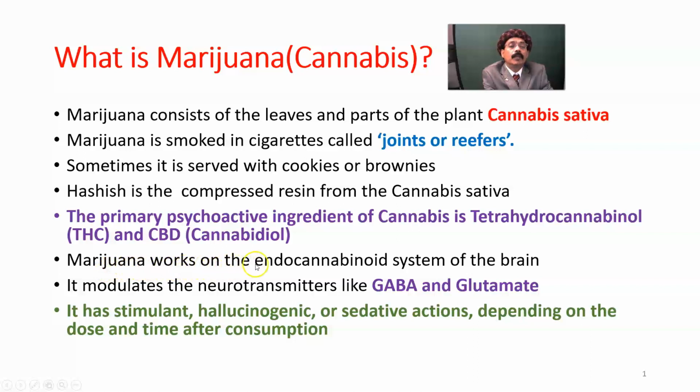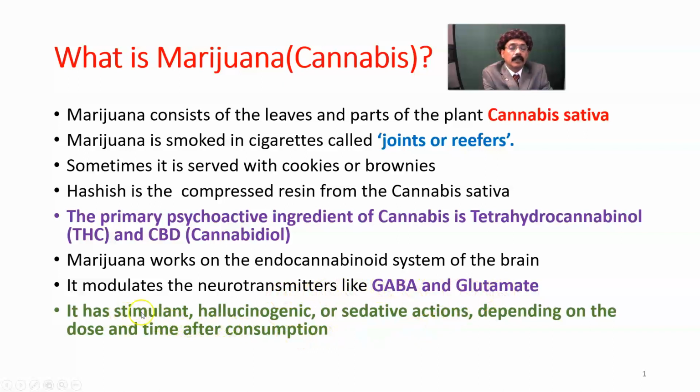Marijuana works on the endocannabinoid system of the brain. We have anandamide receptors, so it works on that system. It modulates neurotransmitters like GABA, gamma-aminobutyric acid, and glutamate.